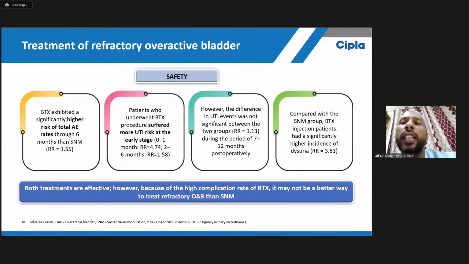They have seen the same thing. They are saying the safety of onabotulinum toxin is better. They both have almost the same safety profile, but the acute side effects were slightly more in the persons taking onabotulinum toxin.